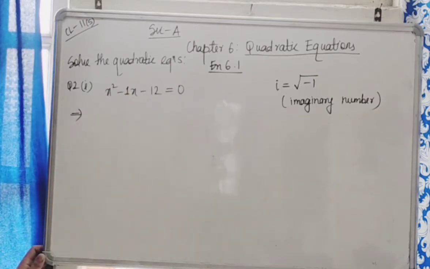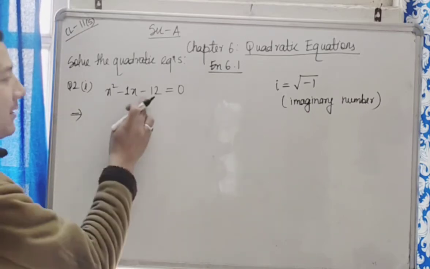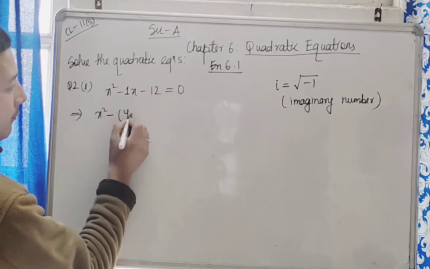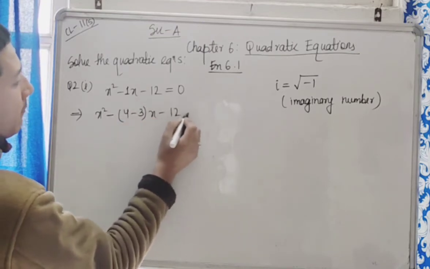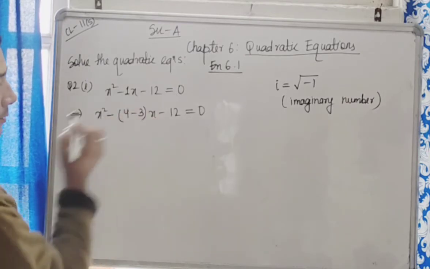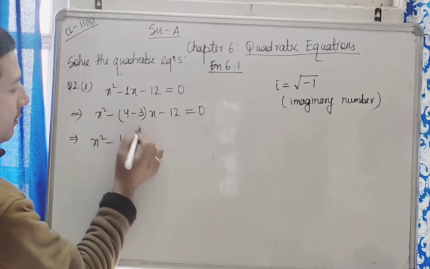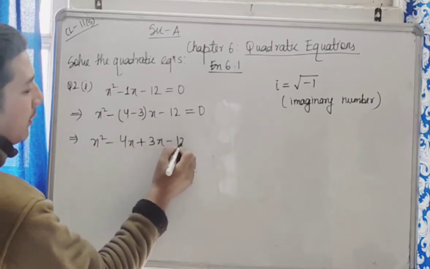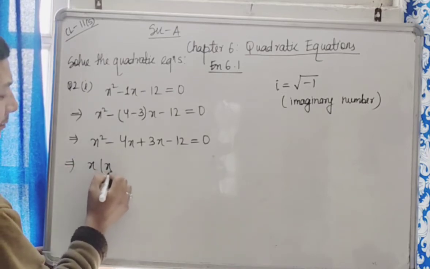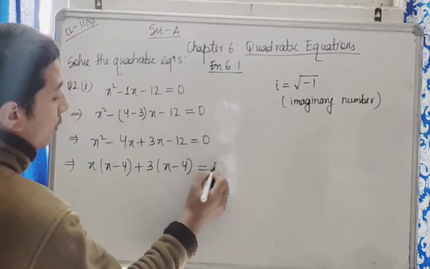I hope everyone knows it. 4 threes are 12 and 4 minus 3 is 1. So I can break the middle term as x square minus 4x plus 3x minus 12 equals 0. Take x common, it will be x minus 4, and take 3 common, x minus 4, which equals 0.